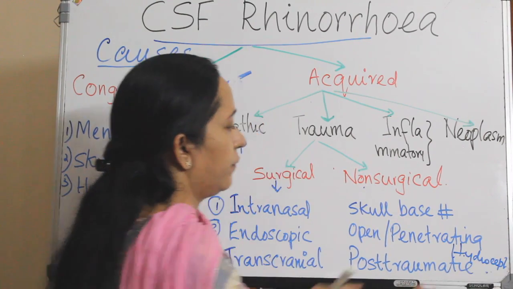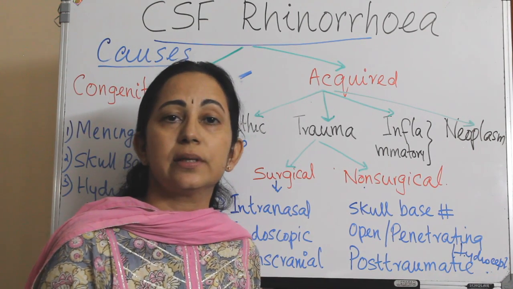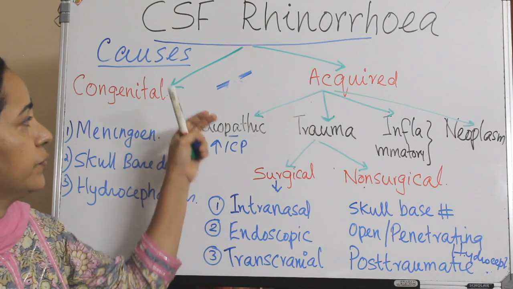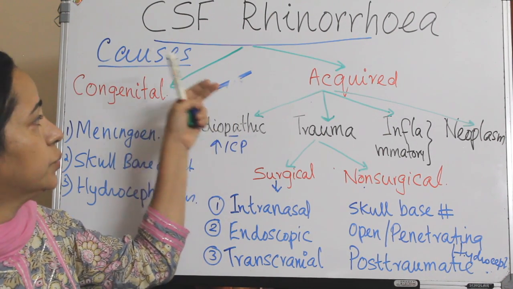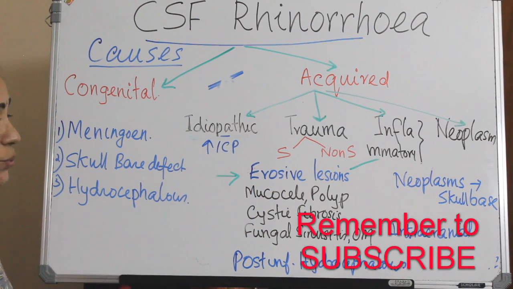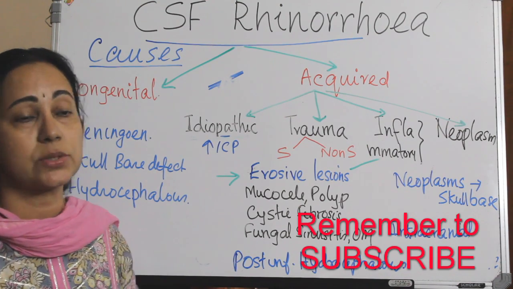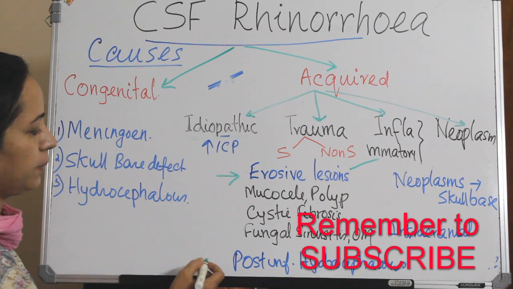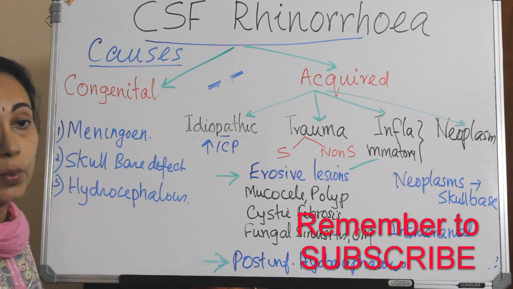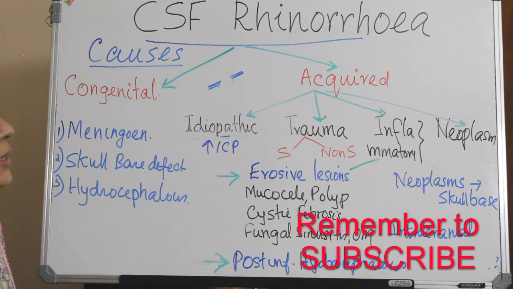Post-traumatic hydrocephalus, the reason again is the same: the raised ICP causing continuous dural pulsations leading to bone erosion and later herniation of the dura through the defect. Inflammatory causes can be erosive lesions due to a mucocele, nasal polyposis, cystic fibrosis, fungal sinusitis or osteomyelitis, or post-infective hydrocephalus again. Because of all this, it can lead to hydrocephalus, which leads to increased ICP.